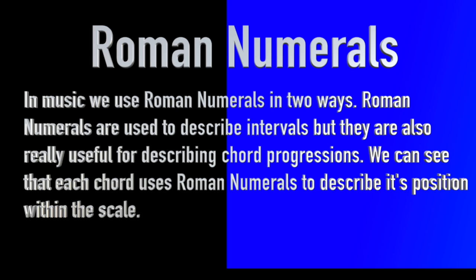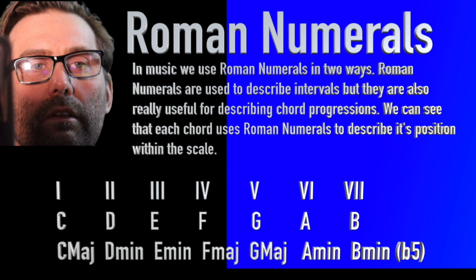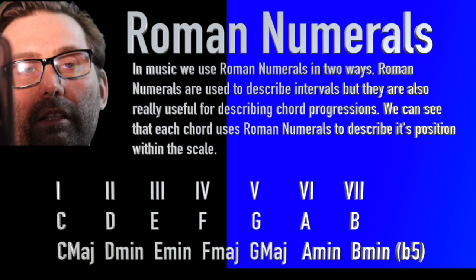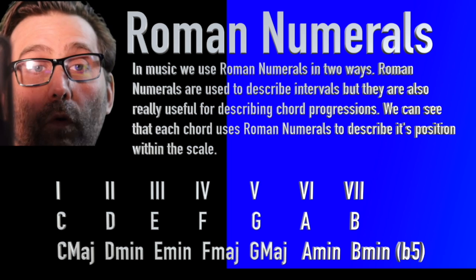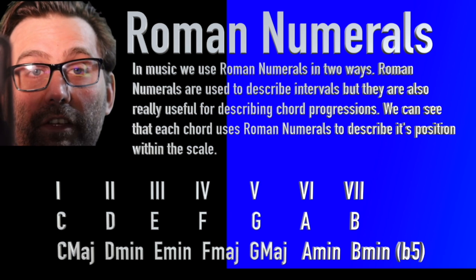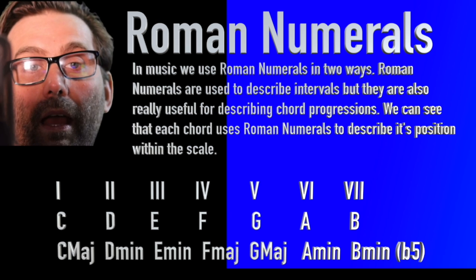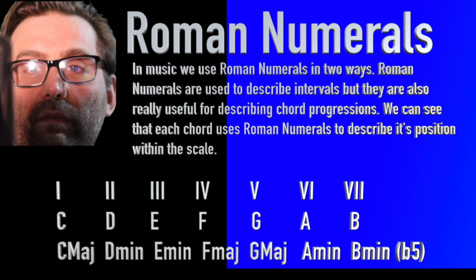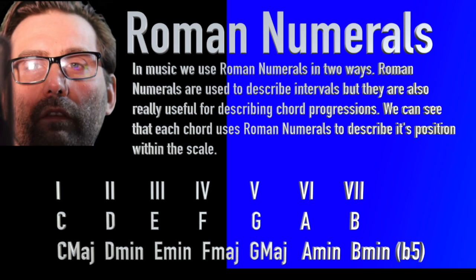and B number 7. It's worth noting that the first chord is major, the second is minor, the third is minor, the fourth is major, the fifth is major, the sixth is minor, and the seventh is minor 7 flat 5, or what we would call half diminished.